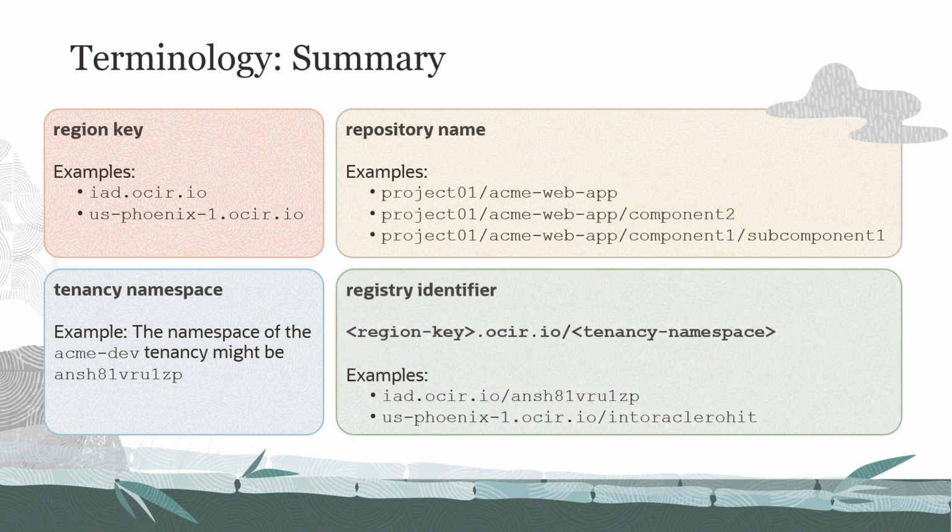Registry identifier. A registry identifier is the combination of your container registry region key and the tenancy namespace. It has the following structure: region key.ocir.io/tenancy namespace. As you can see in the example, we have a region key for the US Ashburn region, iad.ocir.io/ followed by a random alphanumeric string for our tenancy namespace.